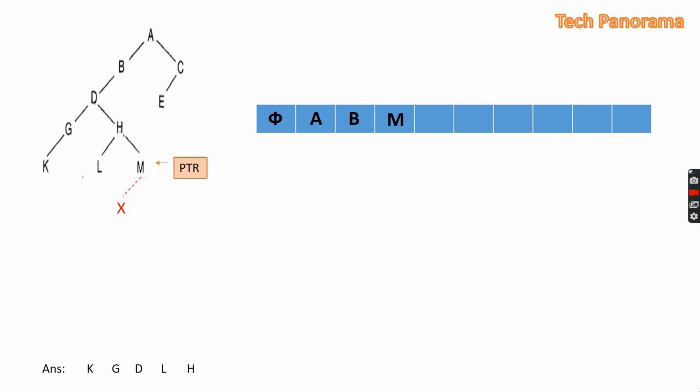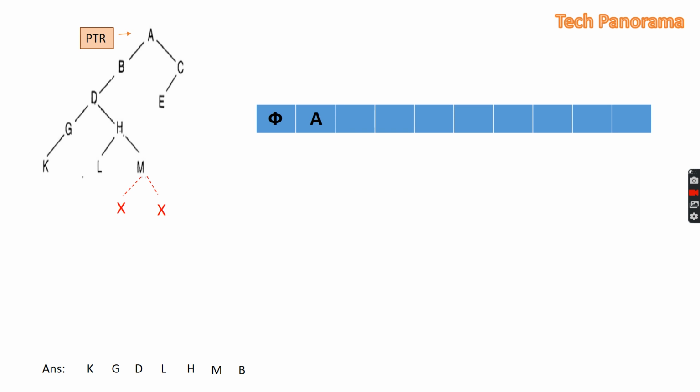Now first we will check its left. As it has no left element, we will pop the element from the stack, that is your M, and assign it to PTR. First we will process the M, then check its right. As it has no right element, again we will pop the element from the stack and assign to PTR. Now the PTR is equal to B. First we will process the B, then check its right.